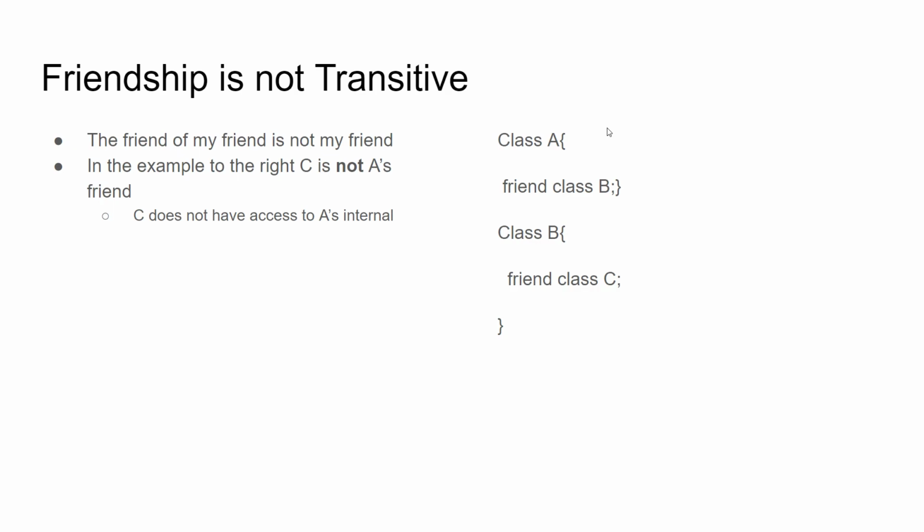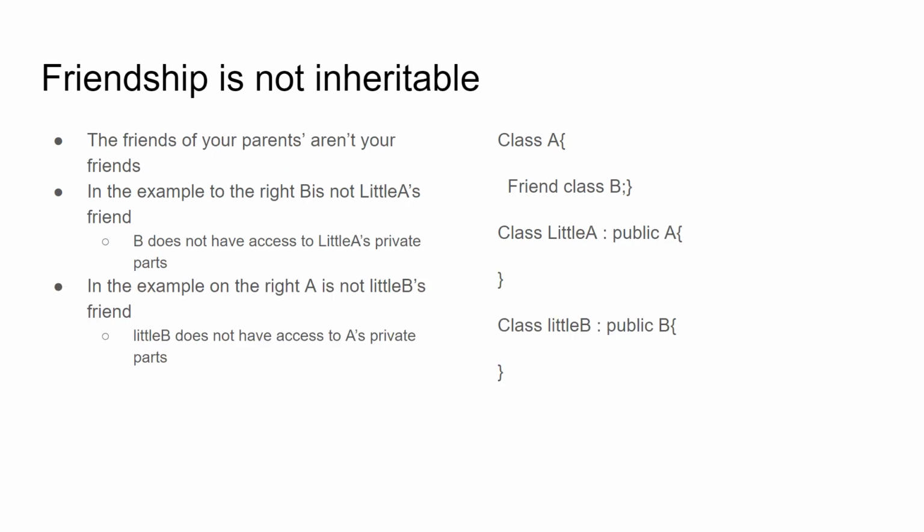Right? So B has special access to all of A's private parts. C has special access to B, but C has no special access to A. Does that make sense? So again, unless you explicitly say someone is your friend, they are not your friend. This one, we'll come back to after we talk about inheritance, and that's friendship. Do you guys have any questions about friendship?